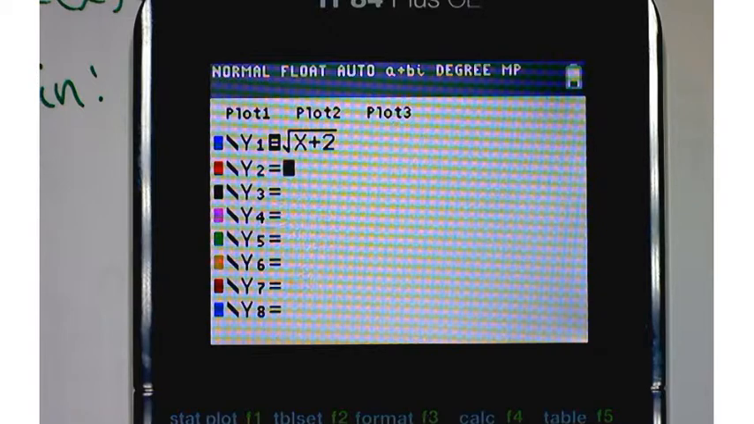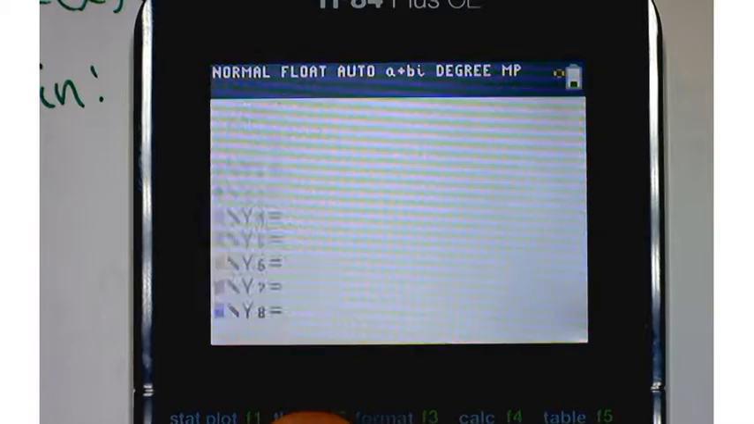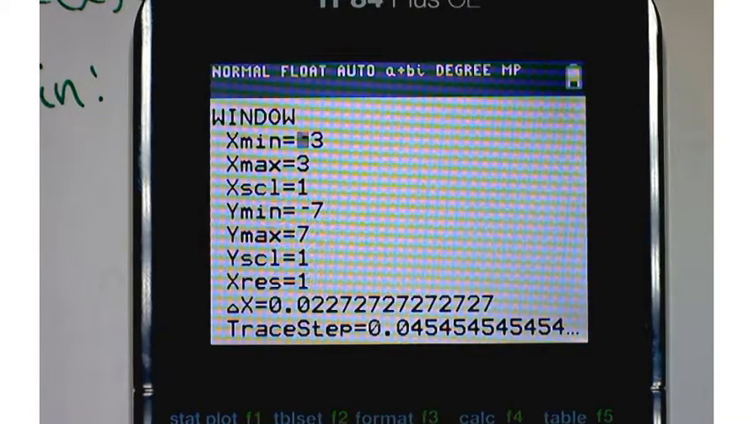Now for a window, I want something a little bit wider, a little bit above and below what I need. So let me set up my window this way. Negative 3 to 3 on the x-axis. On the y-axis, I'm guessing we don't need to go down to negative 7, so let's go to negative 1 and up to 3. It should be a reasonable window. It should fit pretty nicely.